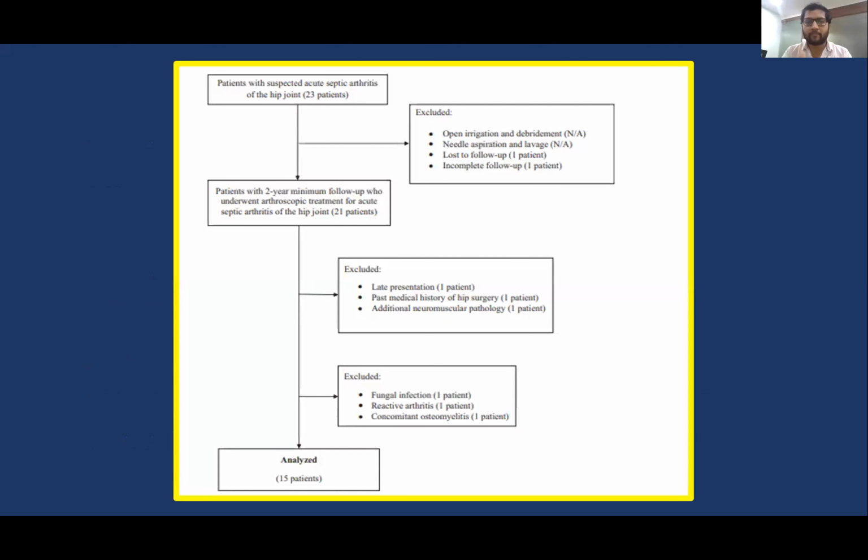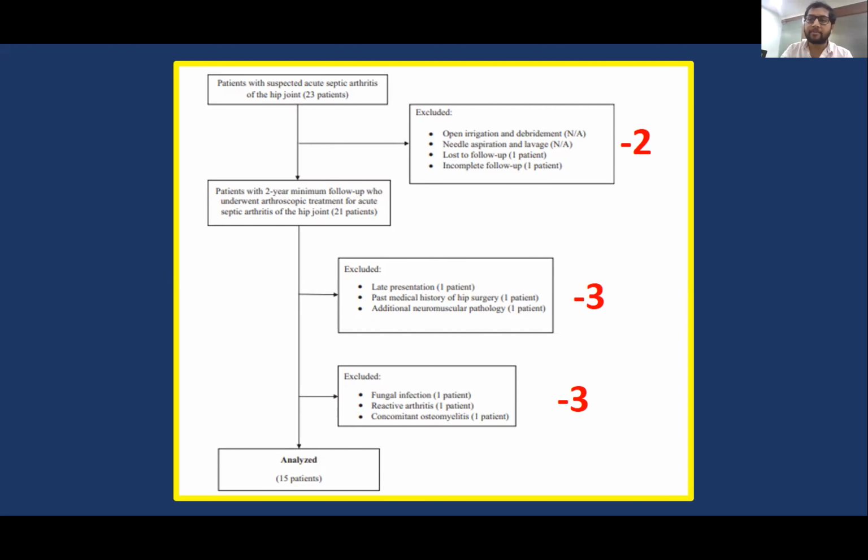Based on this, they had initial 23 patients with acute septic arthritis of the hip. Out of these, 2 were excluded because they were lost to follow-up or had incomplete follow-up. 3 were excluded because one was a late presentation, one had a history of prior hip surgery, and one had neuromuscular pathology, which would alter the clinical evaluation result at the follow-up. And 3 were excluded because one had fungal infection, one was reactive arthritis, and one developed concomitant osteomyelitis at follow-up.